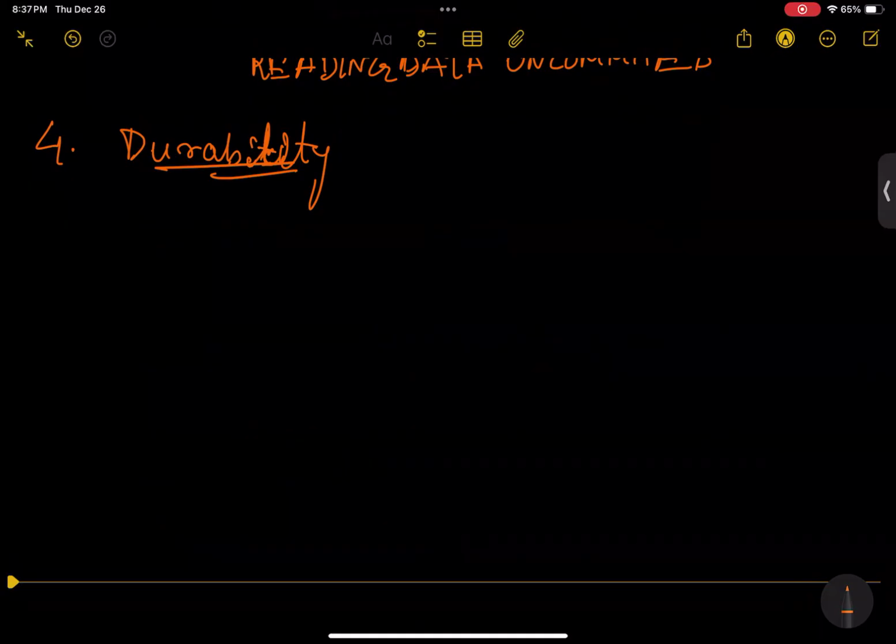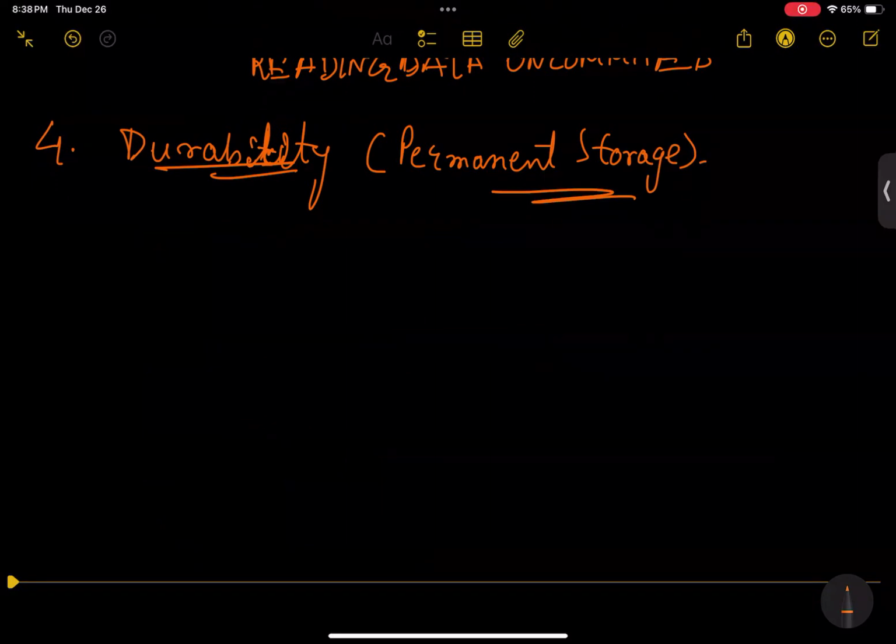Durability is nothing but it is called permanent storage. What does that mean? Once a transaction is committed, its changes must be permanent, and it can also survive any system failure, right?